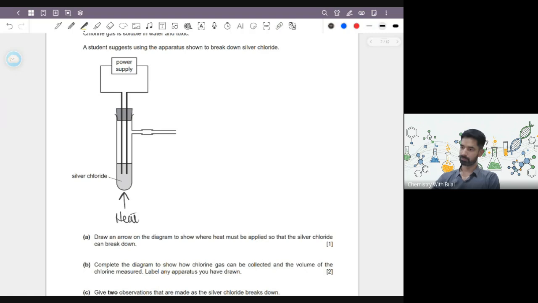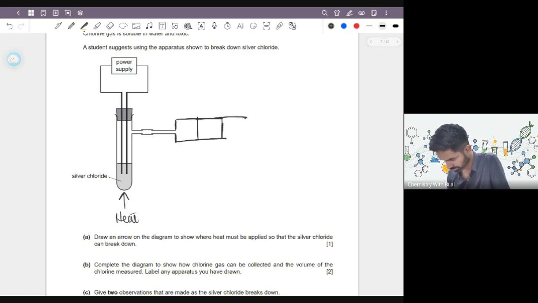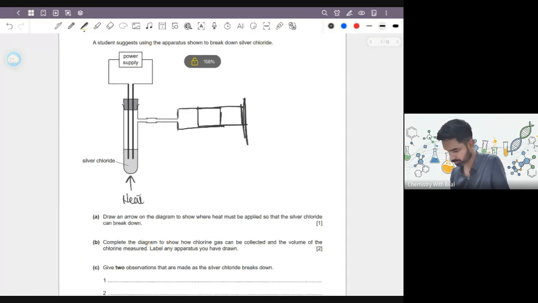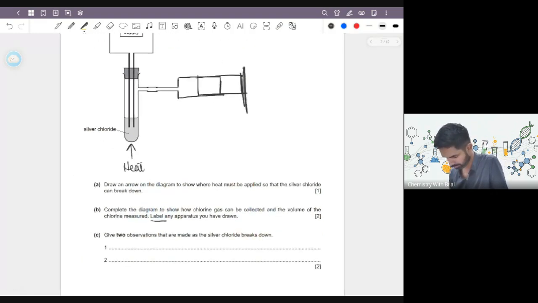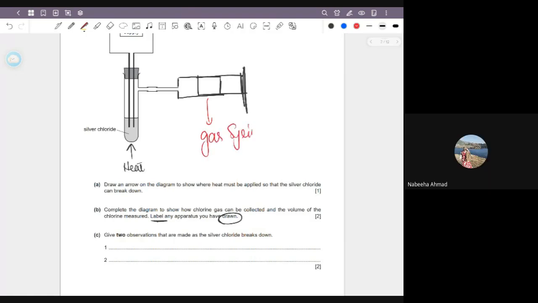Done. So we have to collect the gas, and there is only one apparatus in our syllabus that we use to collect a gas. So what will we attach in front of this? Gas syringe. Gas syringe, right? So just attach the plunger as well, the movable part, and that is what you're going to attach. Label it too. Complete the diagram, label any apparatus you have drawn. So they said you also have to label it. What is the name of this apparatus? Graduated gas syringe. Gas syringe.